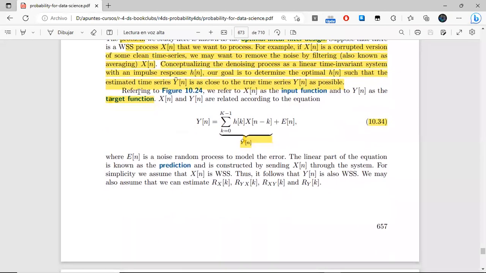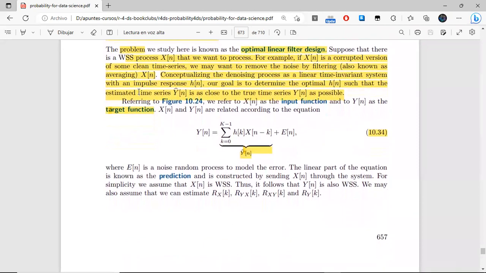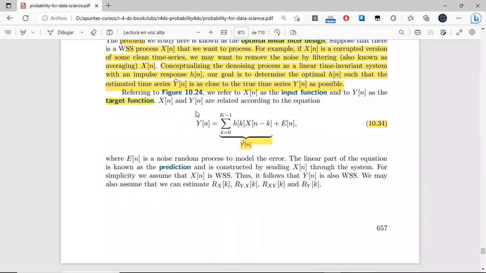In order to conceptualize this process of cleaning the data or filtering the noise, we can model the output, that is the data that has been cleaned, with this type of relationship. There is a finite convolution of the impulse response and the input. Of course, we expect some error associated with this model, but we are going to work with this convolution as our predictor for the output signal.